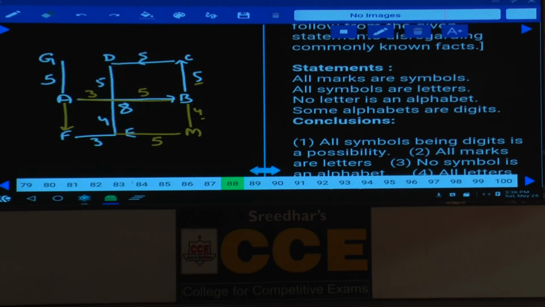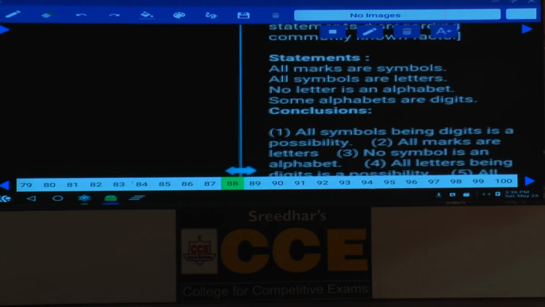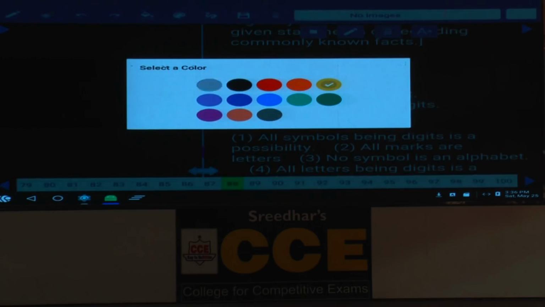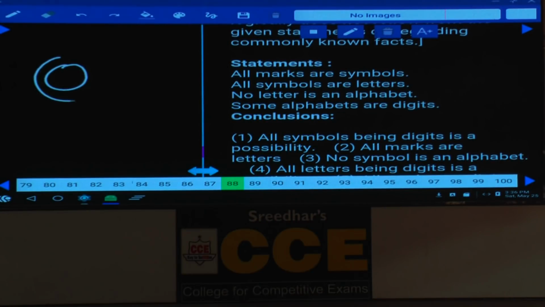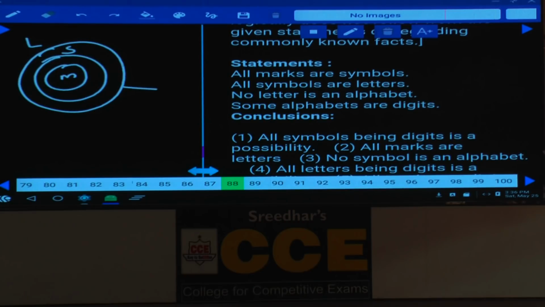Now this 88 to 92 is based on syllogisms. In these syllogisms, the first one: all marks are symbols, and all symbols are letters, and no letter is an alphabet. No letter is an alphabet, so there is no intersection between letter and alphabet. Then coming to conclusion 1: all symbols are digits is a possibility.